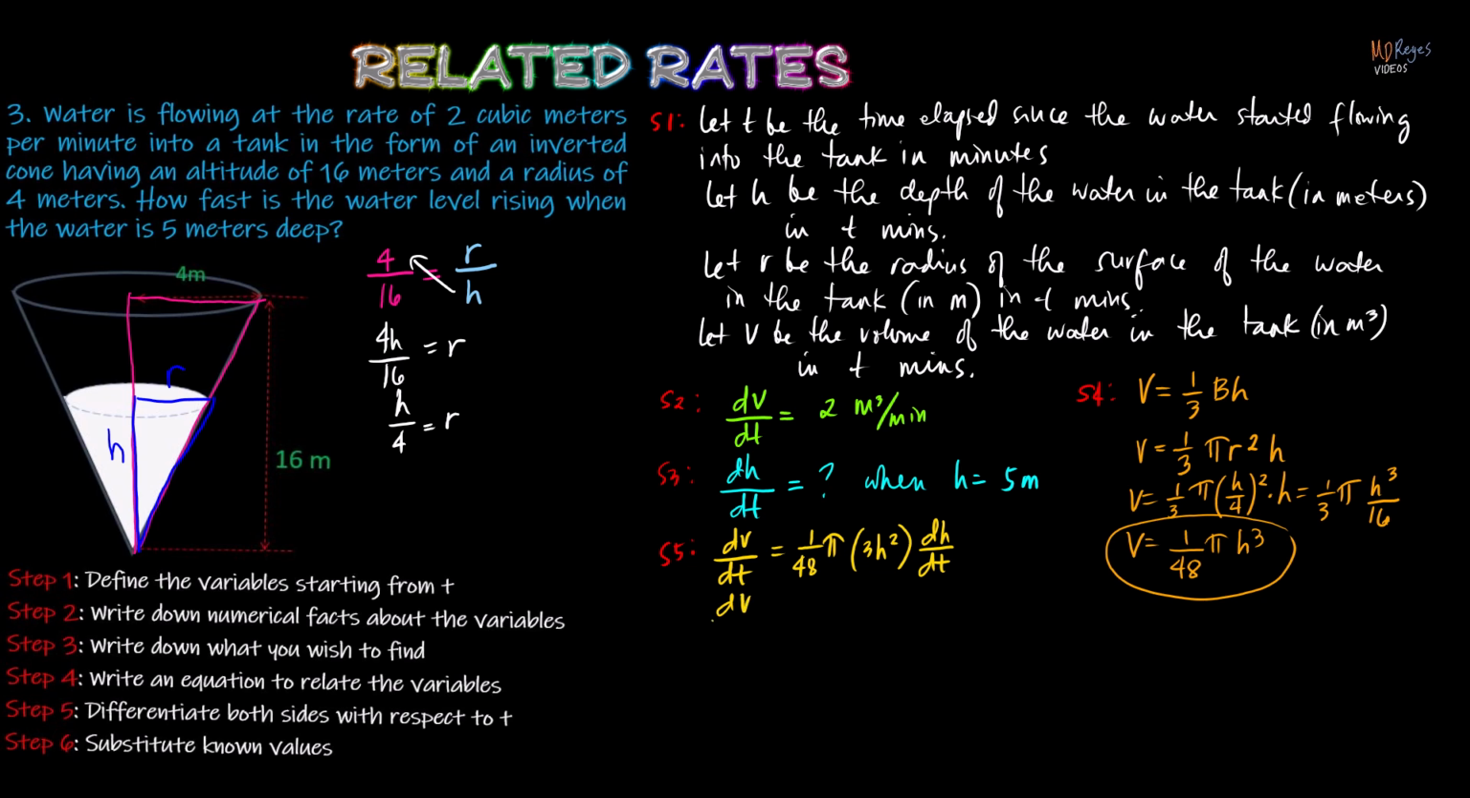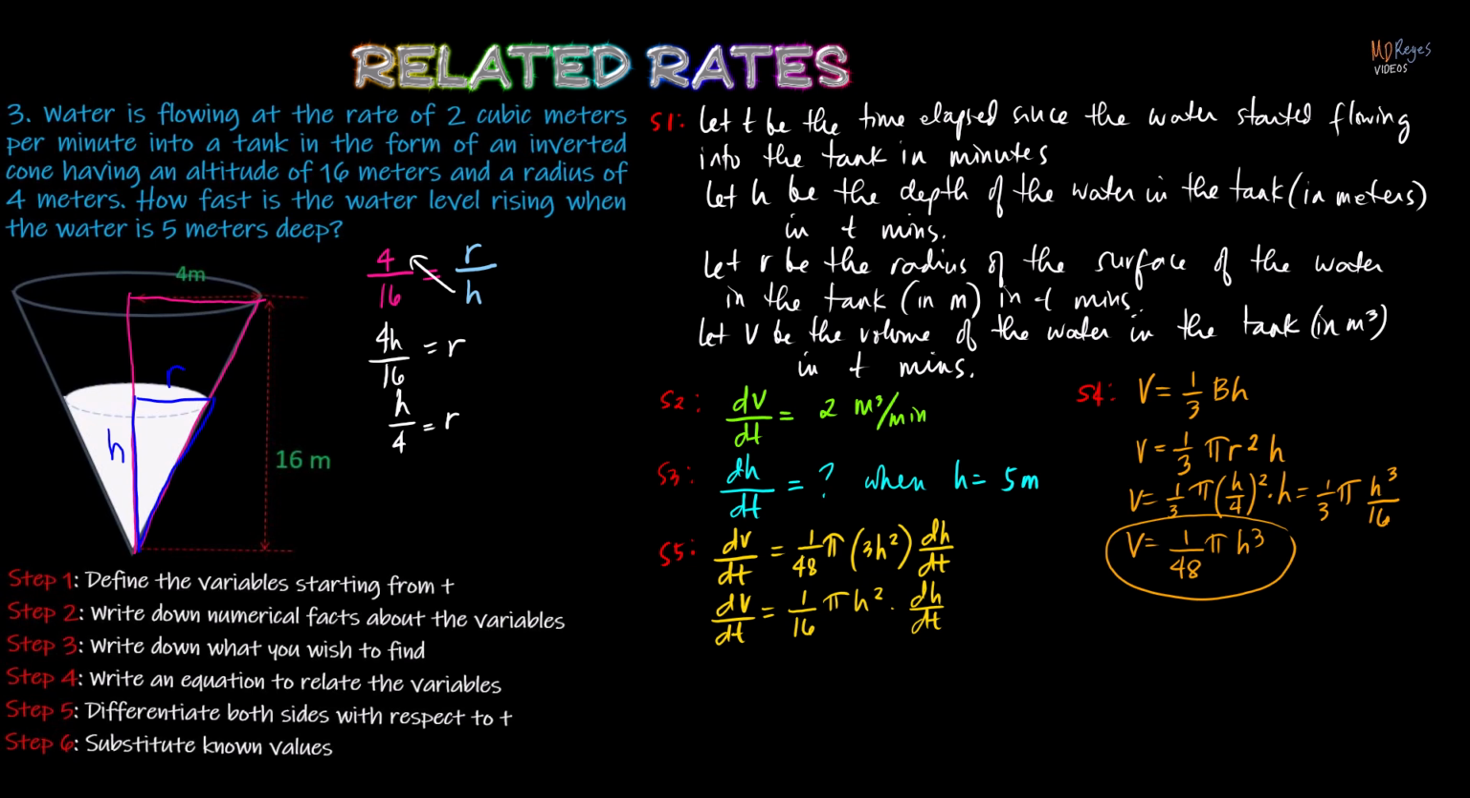We'll have dV over dt equals, well, we have here 3 divided by 48. 3 divided by 48 is 1 over 16 when simplified. So that is 1 over 16 pi h squared times dh over dt.